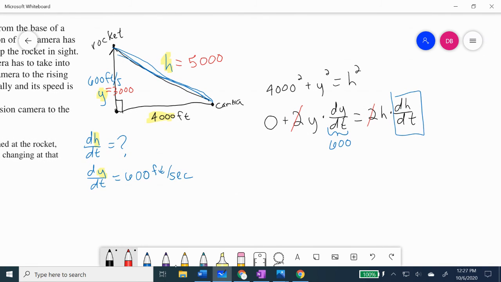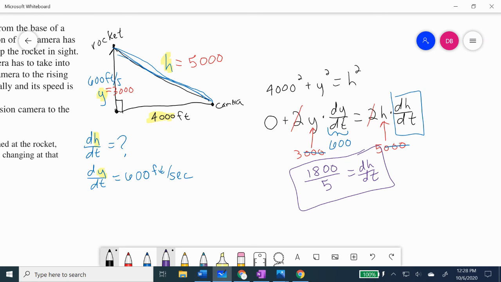And now I can plug into the y, 3,000. I can plug into the h, 5,000. And before I go calculating, I'm going to make my life easier by dividing both sides of the equation by 1,000. And now I have 3 times 600 gives me 1,800 divided by 5, and that gives me dh dt. You can do the division by 5. All right.